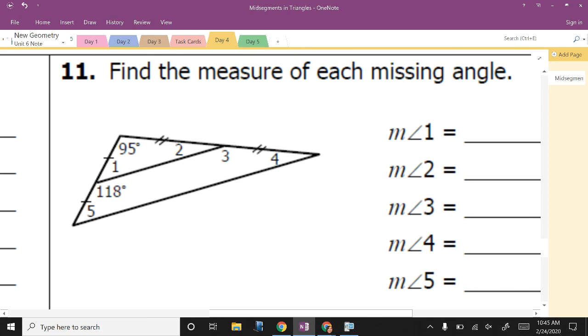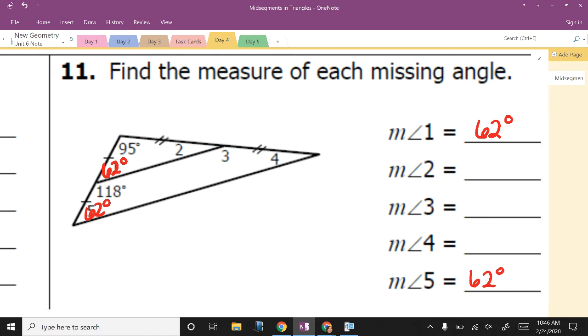Do y'all see that? Those make a linear pair. Also, 118 and angle 5 are consecutive interior, so they're also supplementary, right? And I know 5 and 1 are going to be congruent because they are what? Corresponding. So what is 180 minus 118? 62 degrees. So angle 1 is 62 degrees and angle 5 is 62 degrees. Y'all agree? 62 degrees, 62 degrees.